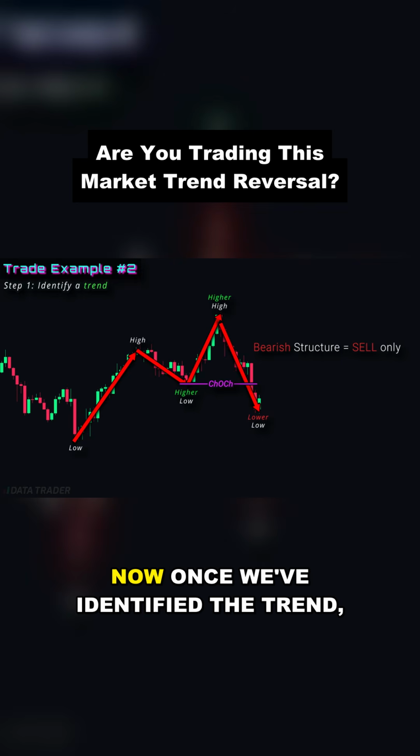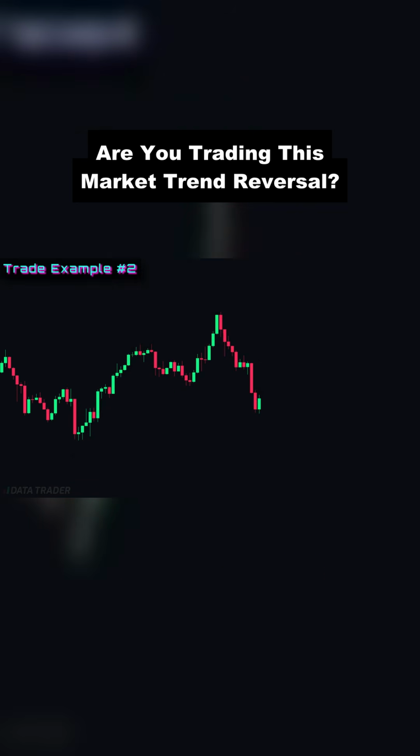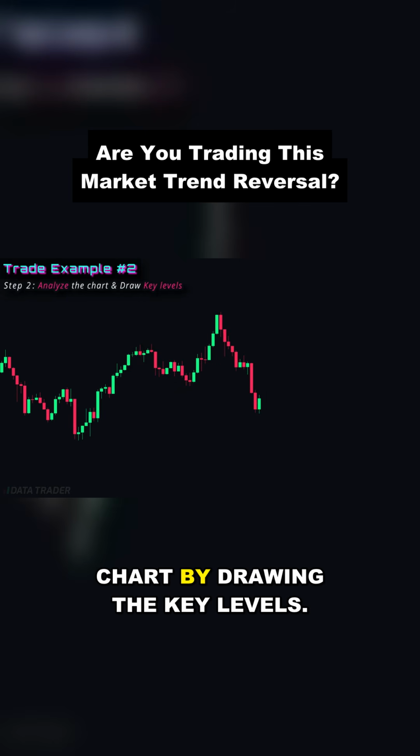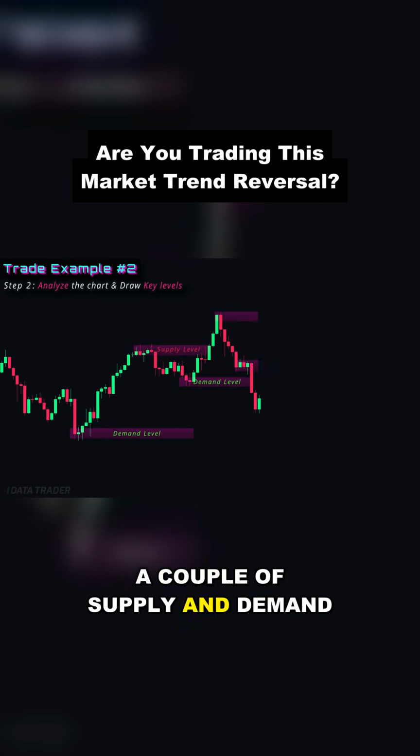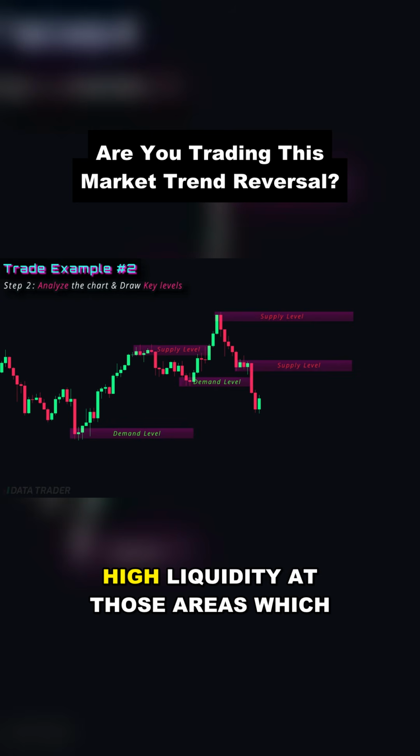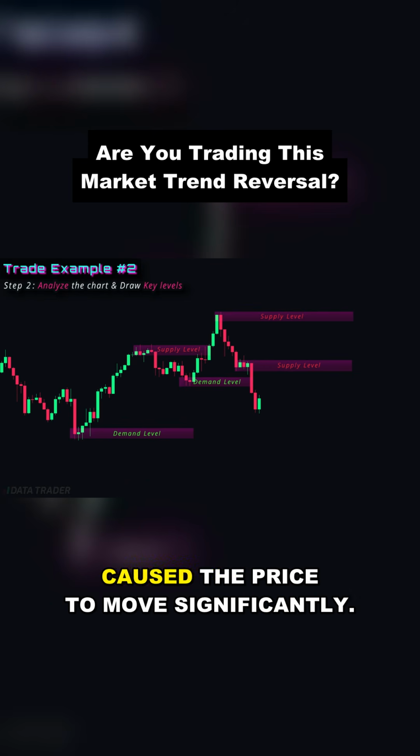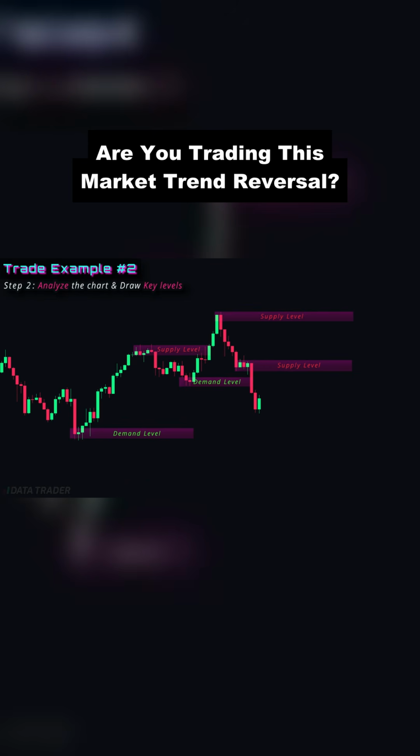only. Now, once we've identified the trend, the next step is analyzing the chart by drawing the key levels. And here, we can actually spot a couple of supply and demand levels, which shows that there is high liquidity at those areas, which caused the price to move significantly. Now, let's see what happens to the price.